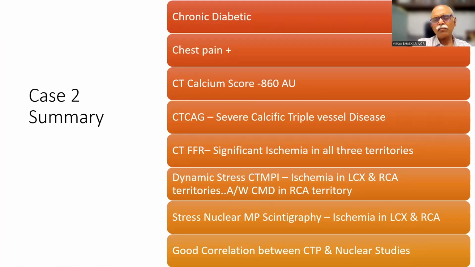So case 2 summary: chronic diabetic, chest pain at severe exertion, calcium score 860 Agatston units, CTCAG severe calcific triple vessel disease, CTFFR simulated ischemia in all three territories. Dynamic stress perfusion: ischemia in LCX and RCA territory, and only one segment in LAD territory shows significant ischemia. Nuclear stress perfusion: ischemia in LCX and RCA territories, which corroborates our finding on CT myocardial perfusion. So there's a good correlation between CT perfusion studies and nuclear studies.